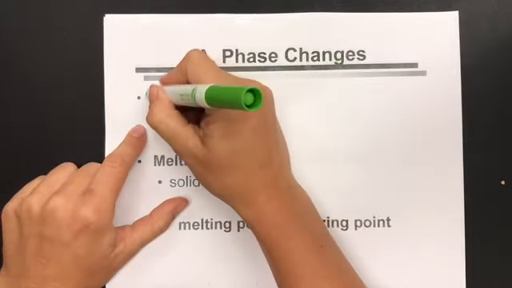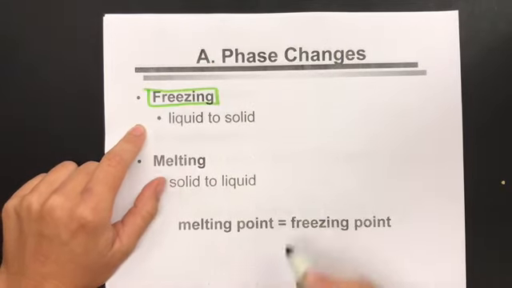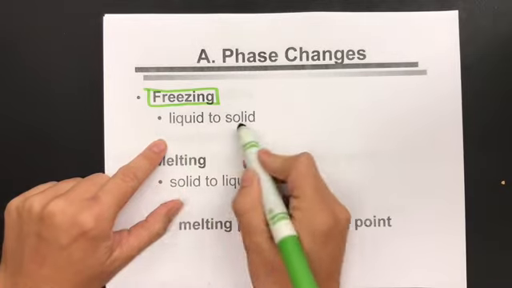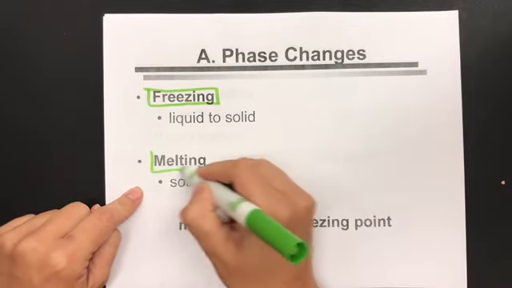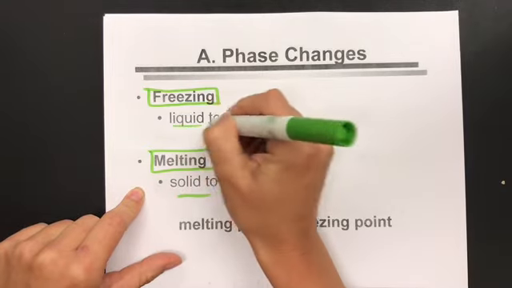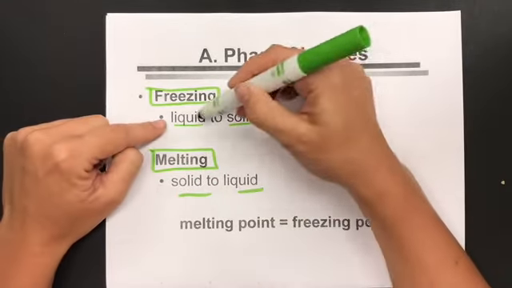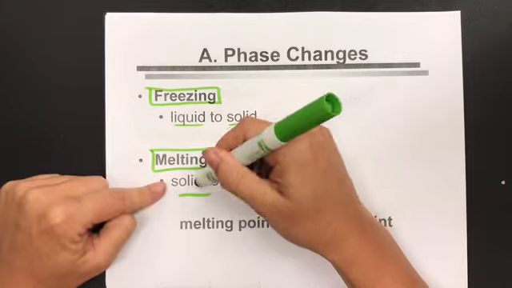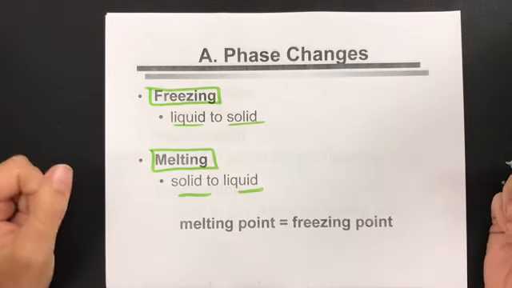Okay. First one, freezing. Freezing means you're going from a liquid to a solid. Melting, solid to a liquid. Okay, so you need to know pretty much all of this. So freezing, liquid to solid. Melting, solid to liquid. They are opposites of each other.